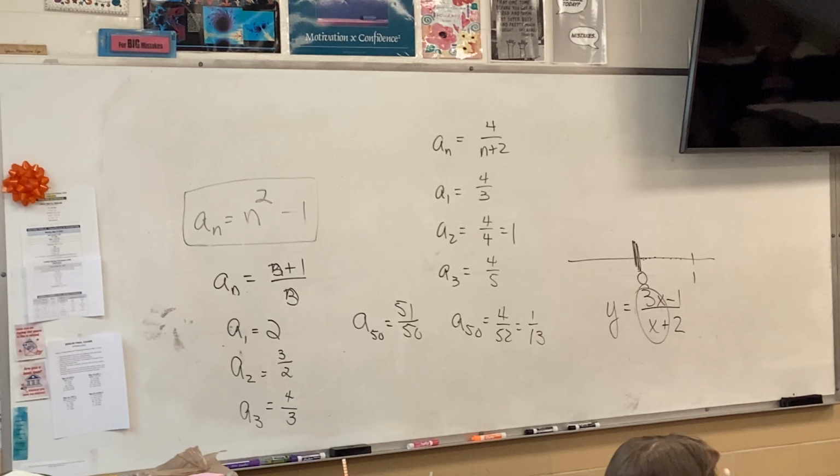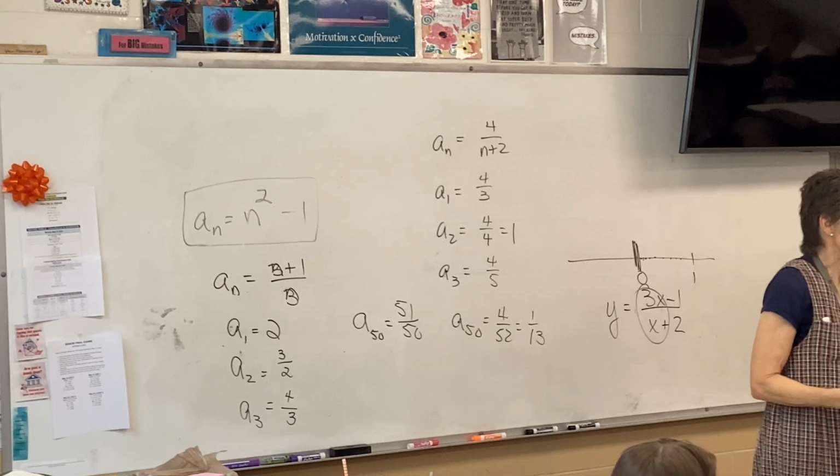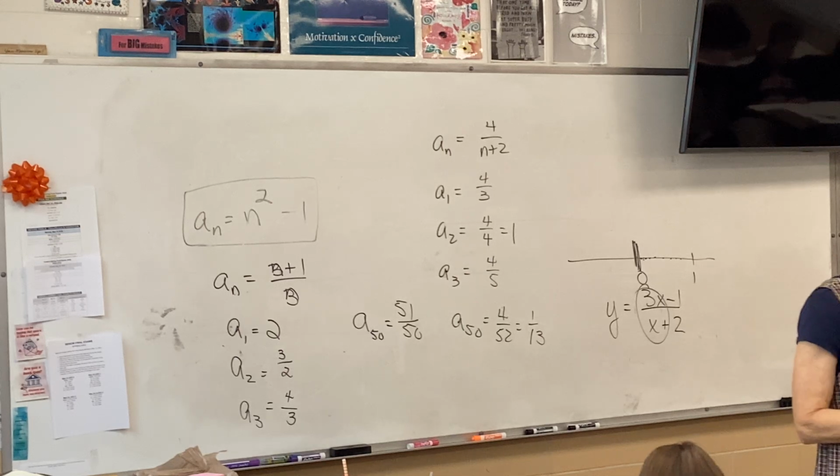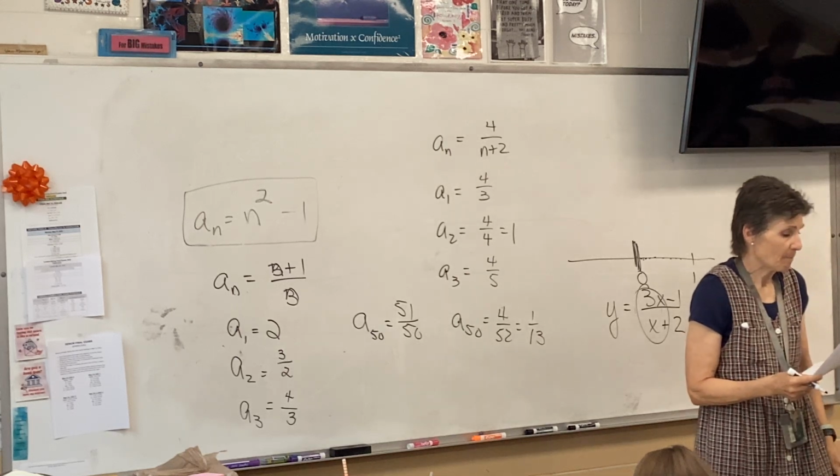Oh, F is 0. Why is F 0? Because we have 0n squared over n squared. Guys, this should all be coming back. This is stuff we did before. How about G?